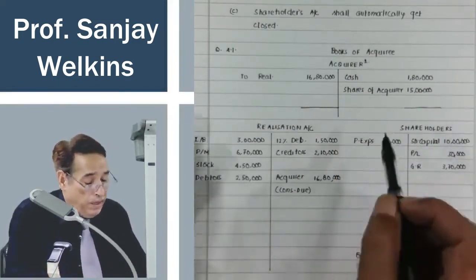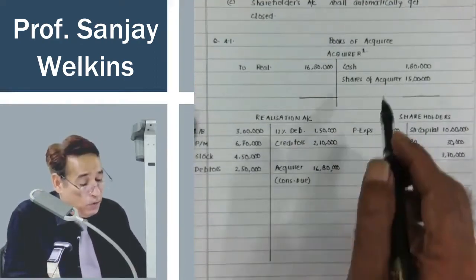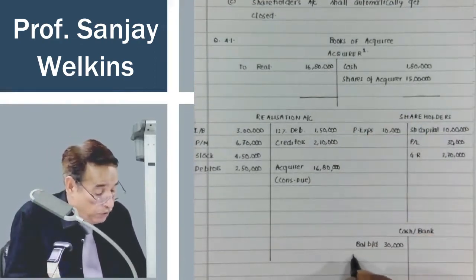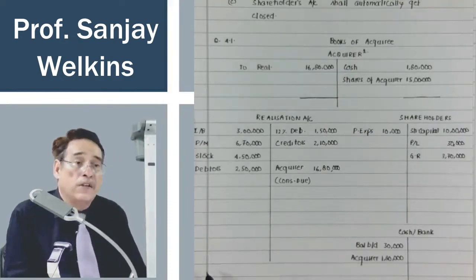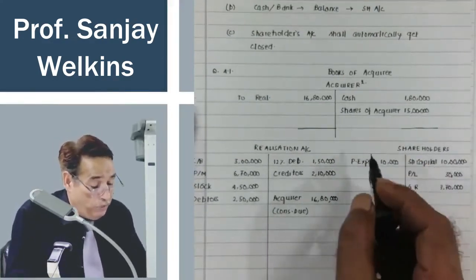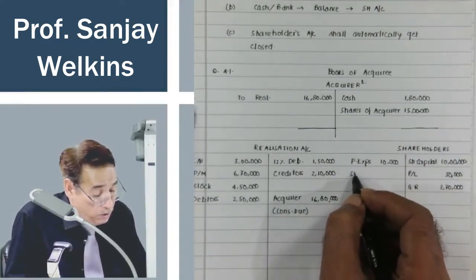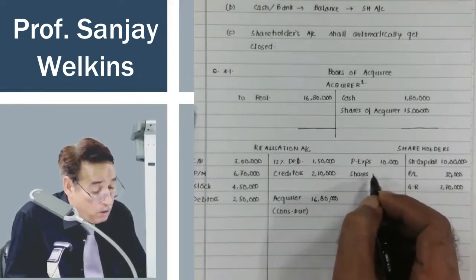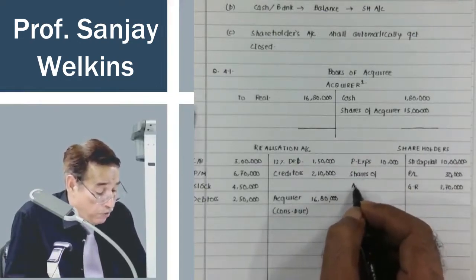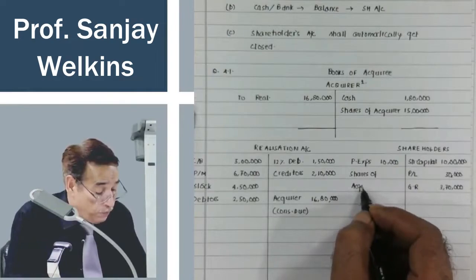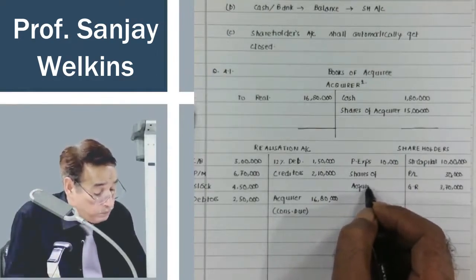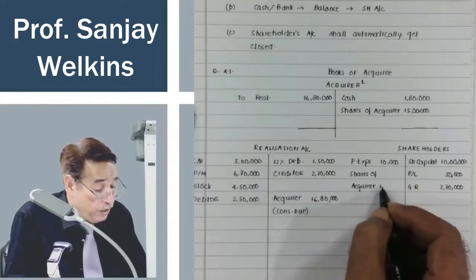But because we are preparing the cash account, the portion which we received in cash will be written towards the debit side of the cash account, to acquirer company account, 1,80,000. Correct? And shares which we received will be posted to the debit side. Shares of acquirer. Don't write here to acquirer, write here to shares of acquirer or shares in acquirer company. 15 lakhs.